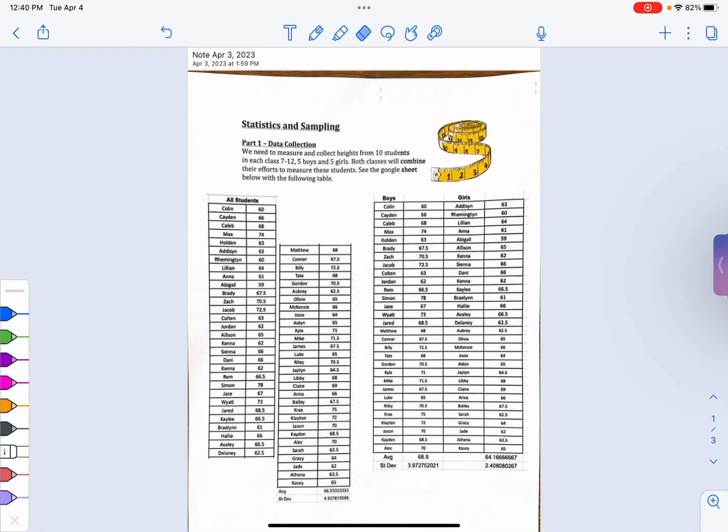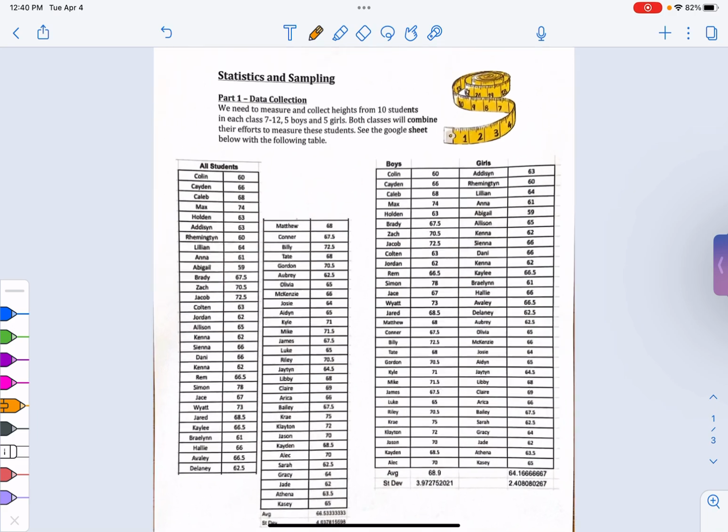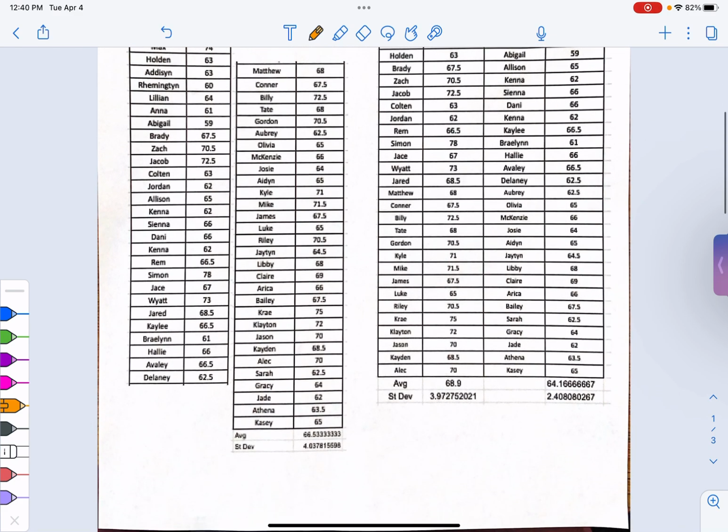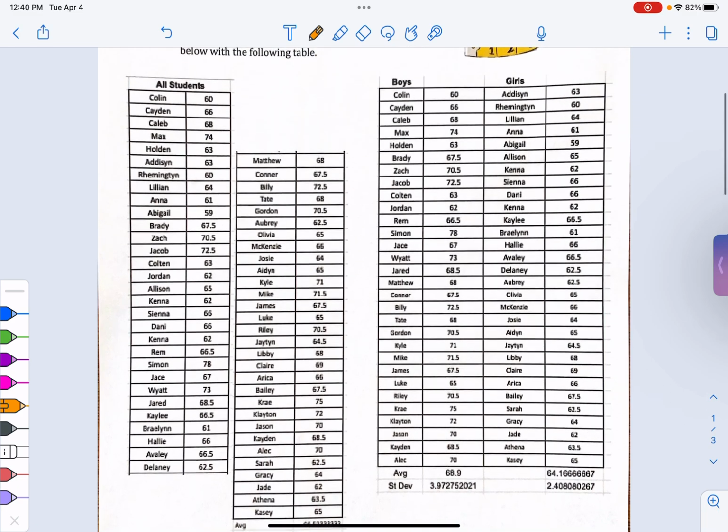Okay, Algebra 2. Yesterday I sent a couple of you, or the two classes, around to gather data from students for height. And we did 5 boys and 5 girls from each class 7 through 12. So that is 60 total people. Okay, and so what I did was I took those tables and I crunched some numbers for you.